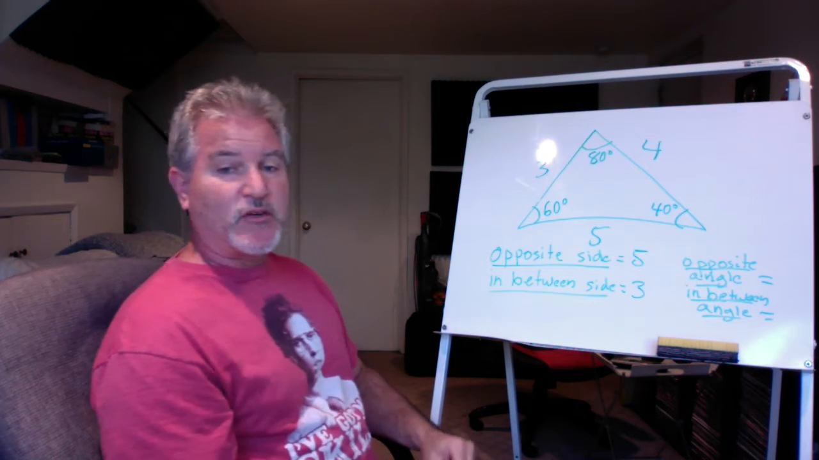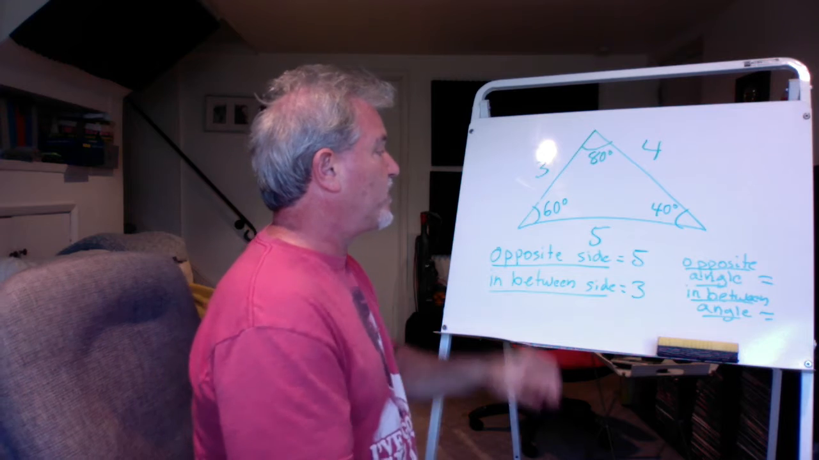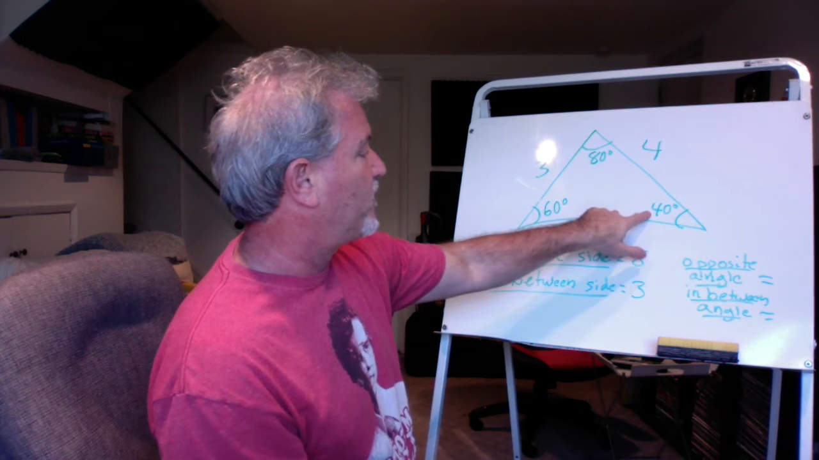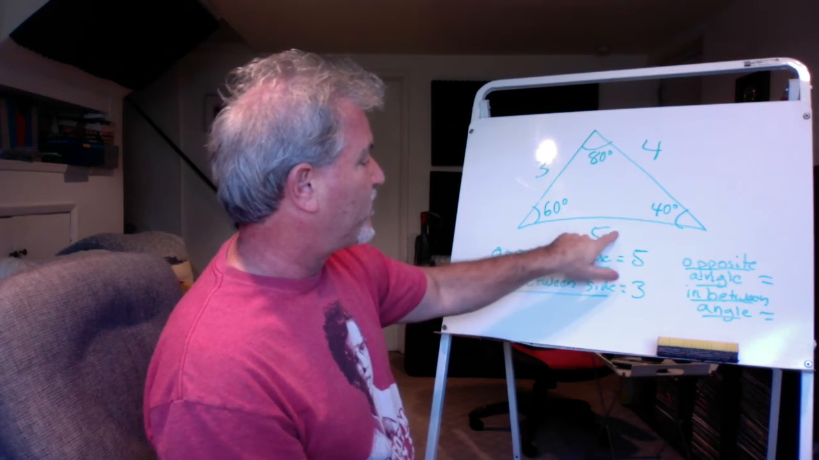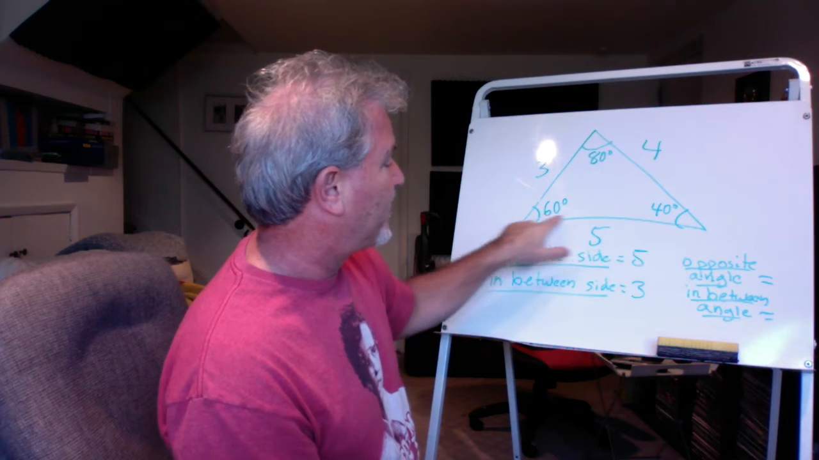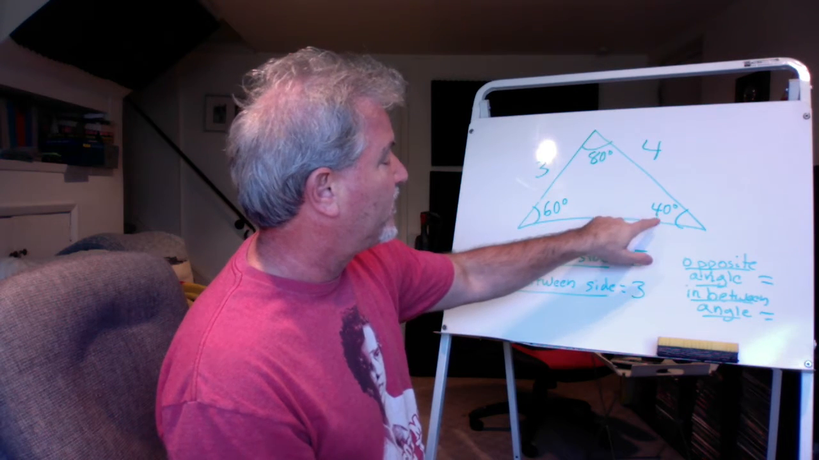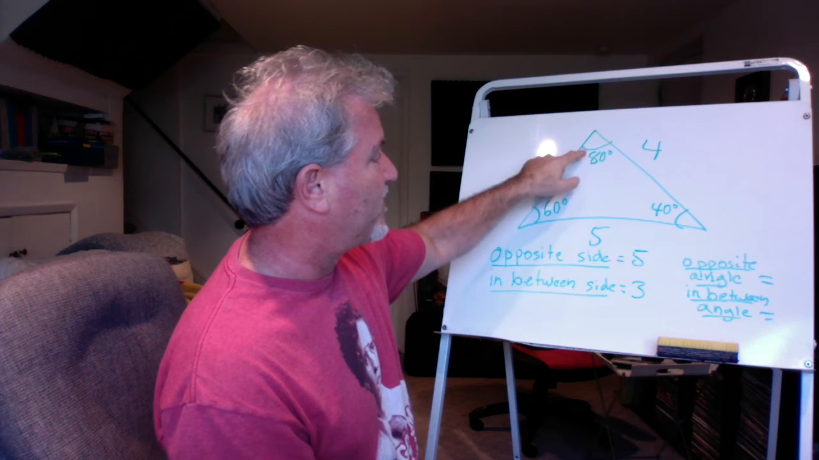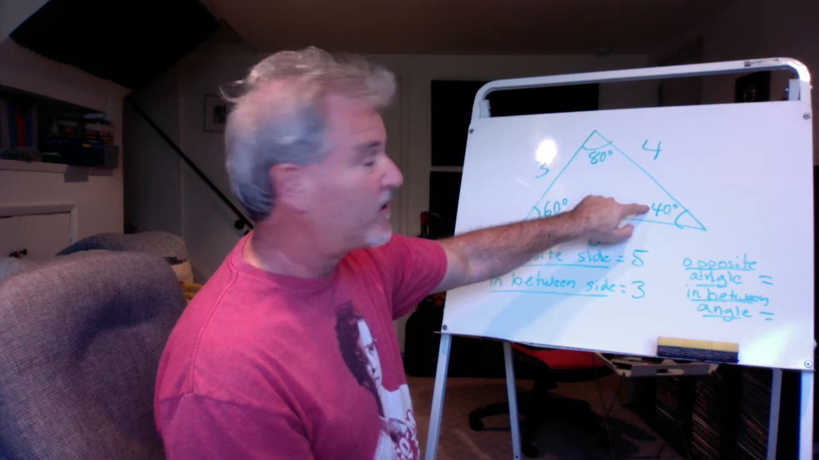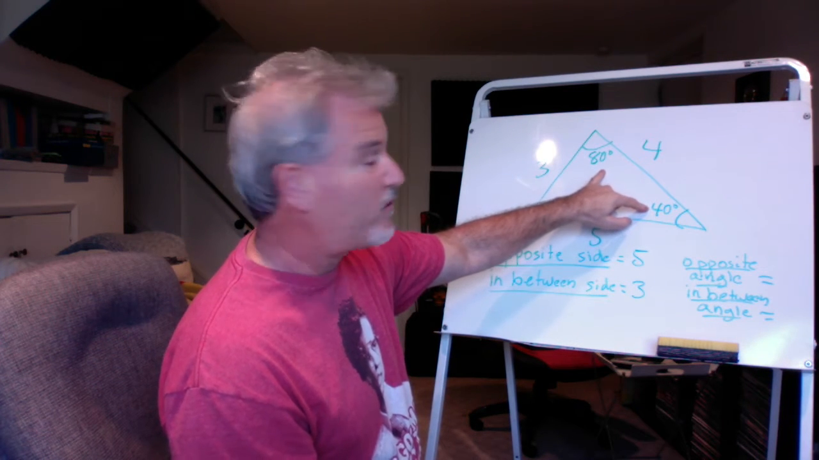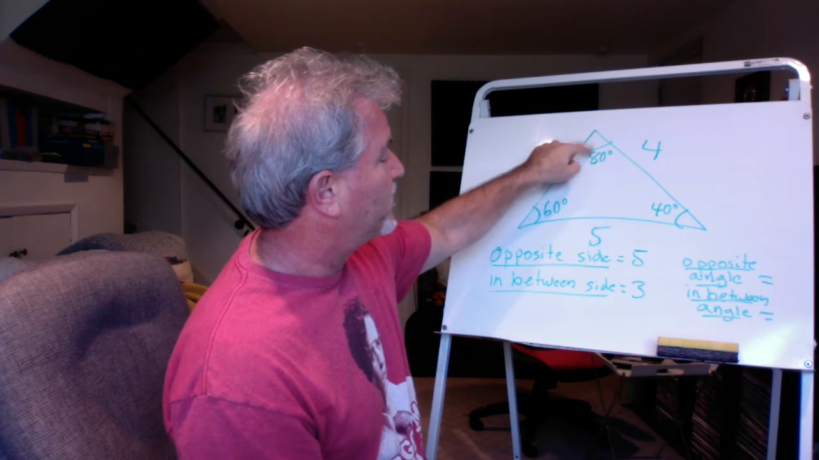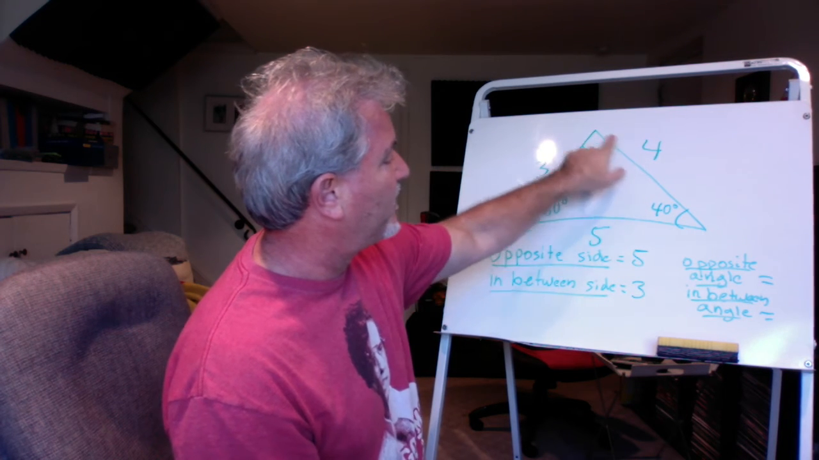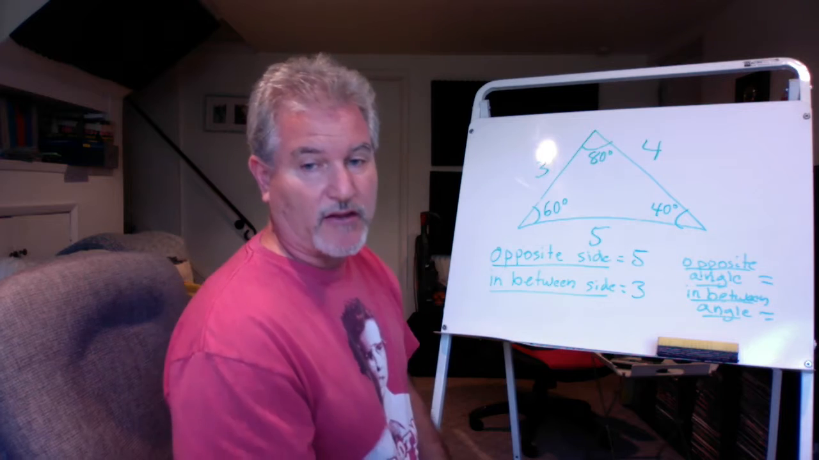If I said in between 60 degrees and 40 degrees, 5 would be your answer. That is the side length that connects those two angles. And lastly, if I said in between 80 degrees and 40 degrees, the side length in between those would be 4, because here's 80 and here's 40, and here is the side that connects those two angles.